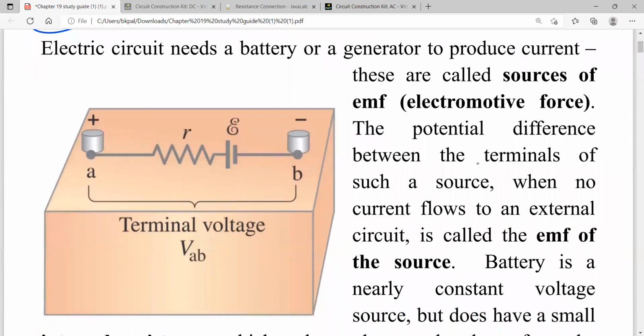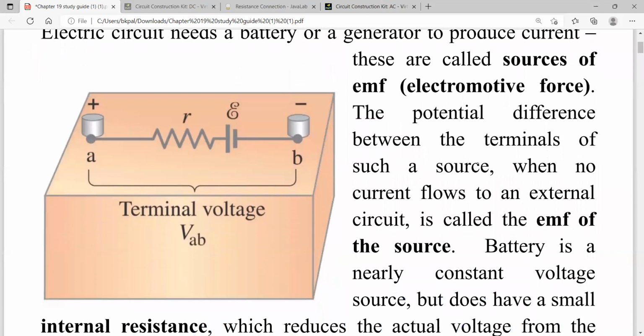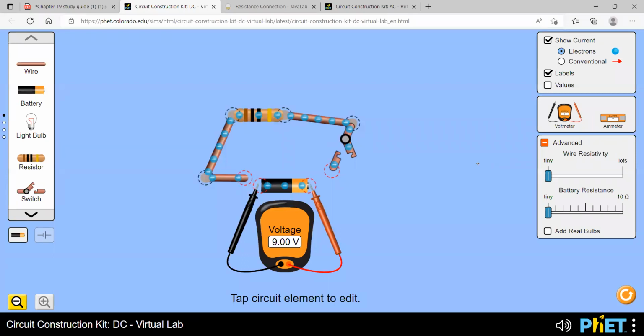Now the question is why the potential difference between two terminals of a battery is different when it is connected and when it is not connected to an external circuit. To understand this, let's consider this battery. I think the simulation would be helpful, so let me go to the simulation and then come back here. Here you see that we have a battery, and this device at the bottom can measure the potential difference, or the voltage, between the two terminals of a battery. Currently it is 9 volt.